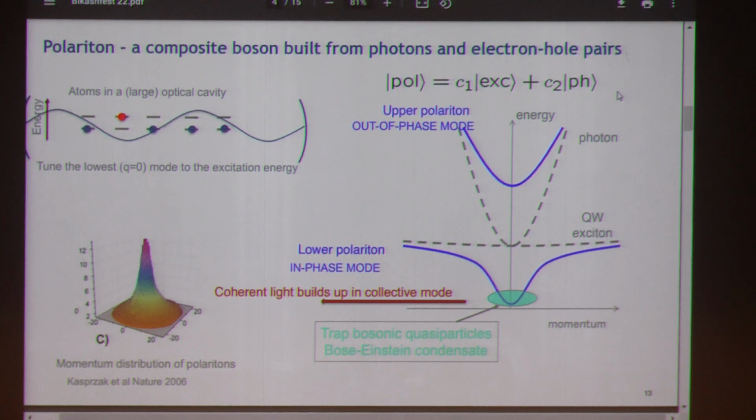I have a system which is confined. I just want to confine it in one direction. It's free to move in the others, and therefore there's actually an energy-momentum dispersion, which for the bare particles I've drawn with the dashed lines.